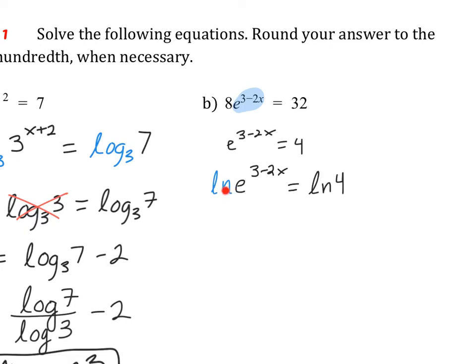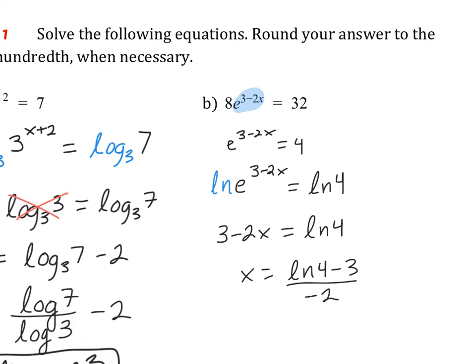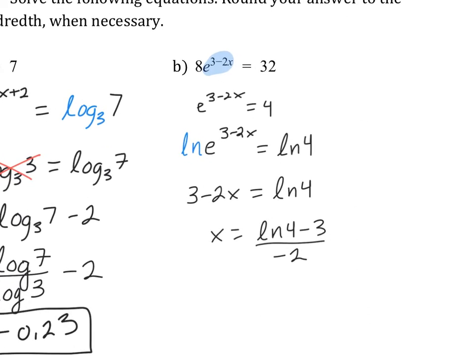And here, if I have the natural log of e to the power of something, it will simplify to simply 3 minus 2x equals the natural log of 4. From here, let's finish solving for x. I do need to subtract 3 from the natural log of 4 and then divide the entire thing by negative 2. And this is what you will plug into your calculator. And here you should get approximately 0.81. And there you have it.